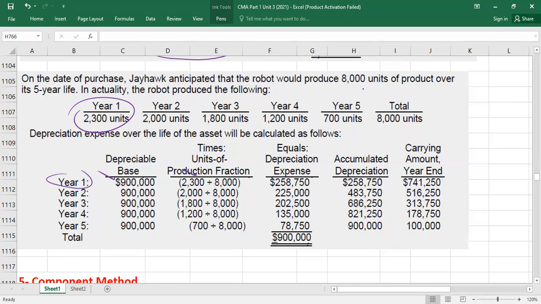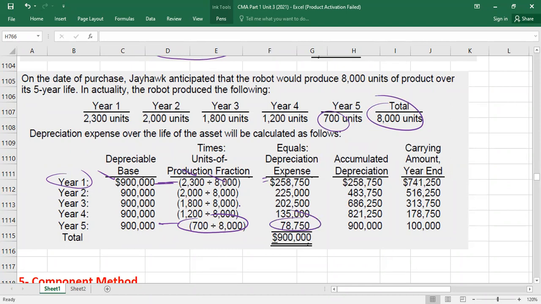2,300 divided by total is how much? 8,000. So once you multiply this, you will get the depreciation expense. In the last year, what will you do? Actual production is how much? 700 divided by total is how much? 8,000. So 700 divided by 8,000 multiplied by depreciable base. This will be the depreciation expense in the last year.